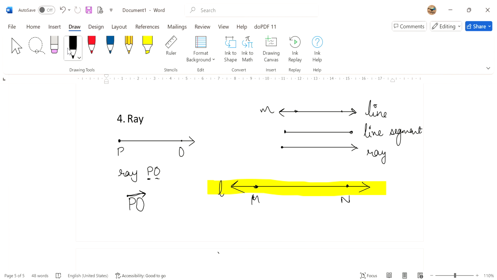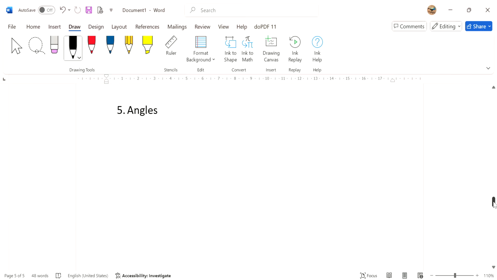Okay, so in around 20 minutes, we have covered point and line segment and ray, which is your one dimension. So we are done with 0 dimension and 1 dimension. Let us move on to 2 dimensions.